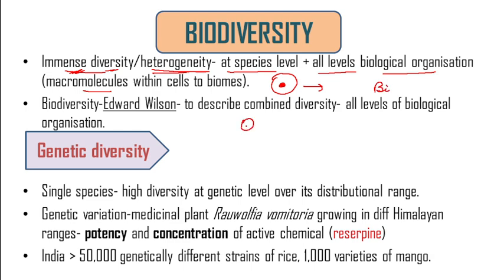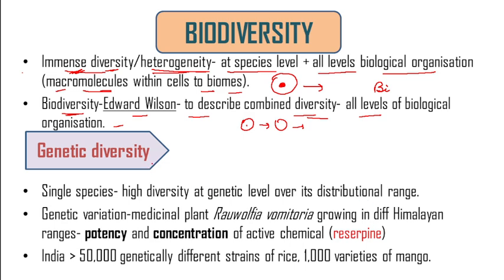These macromolecules inside the cells make up the cells, cells make up the tissues, tissues make up the organs, then organ system, then organism, then population. So this way, right from molecules to biomes, there is enormous biodiversity present on Earth. The term biodiversity was given by Edward Wilson to describe the combined diversity at all levels of biological organization.